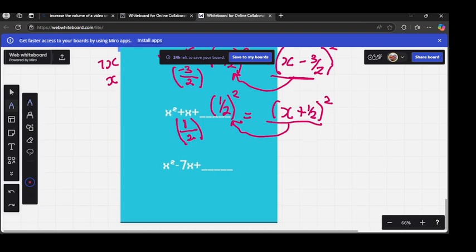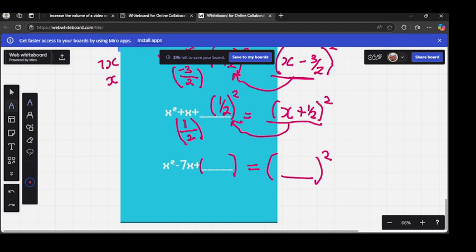Now help me complete this square. I have x squared minus 7x plus. What will I add here to complete the square? You can write down the answer in the comment section if you know it. If you are confused, you are free to write down what confuses you in the comment section. I think that is that.